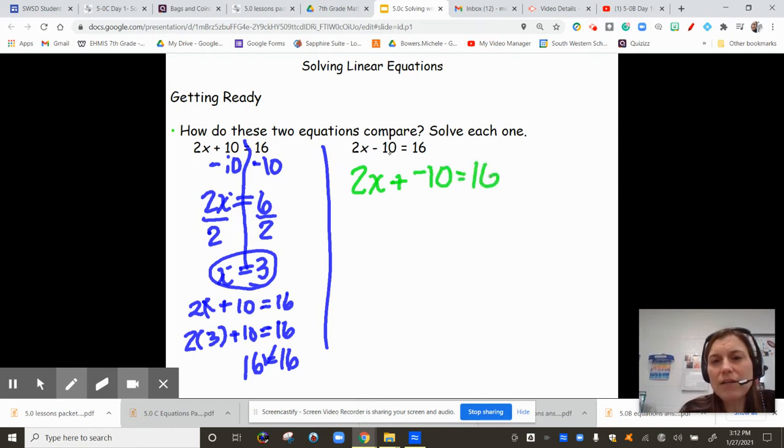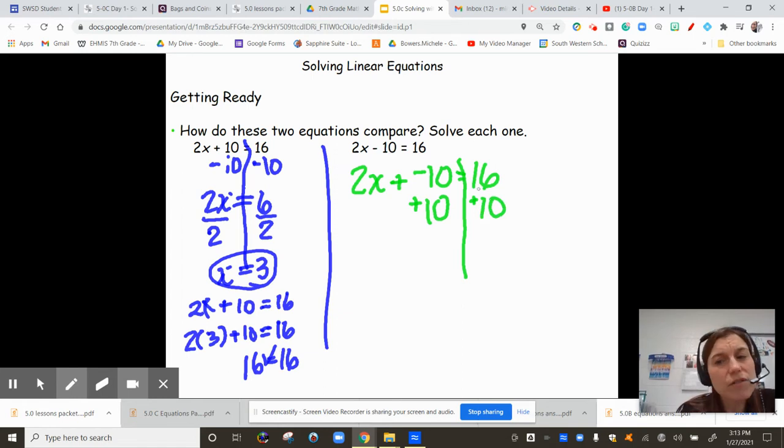So negative 10. Now you can see I have two bags and negative 10 coins? Like I'm in debt 10 coins, kind of. So I can't subtract something I don't have away from both sides. Instead, I'm going to do the opposite. What is the opposite of negative 10? It's a positive 10. So I'm going to give a positive 10 to both sides.